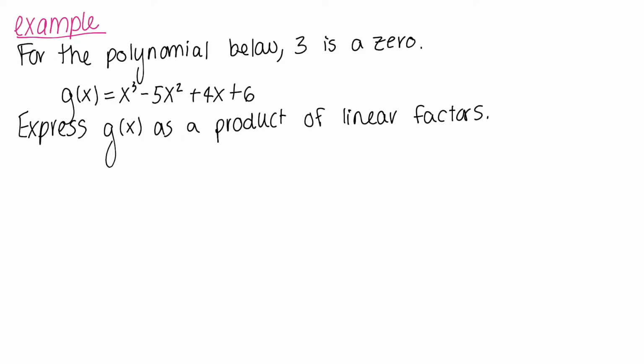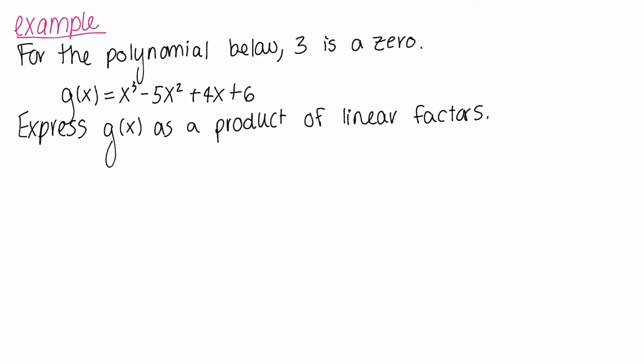All right, last problem. This is another one from Alex. For the polynomial below, 3 is a 0. And then we have the polynomial g of x equals x cubed minus 5x squared plus 4x plus 6. Express g of x as a product of linear factors.